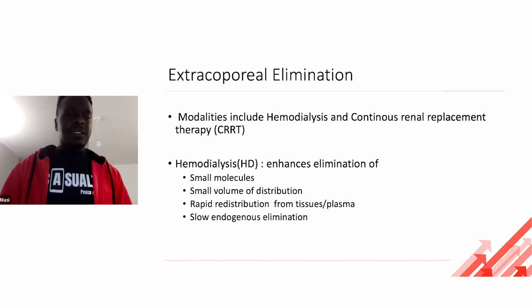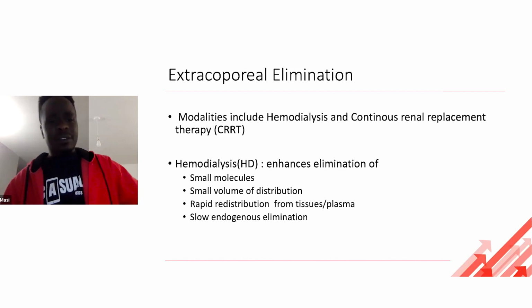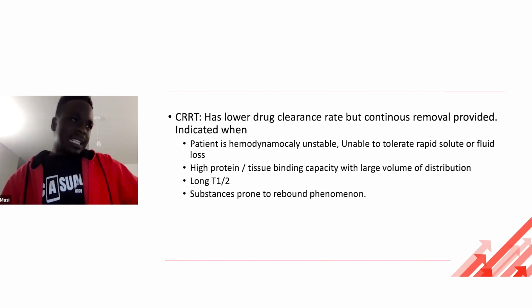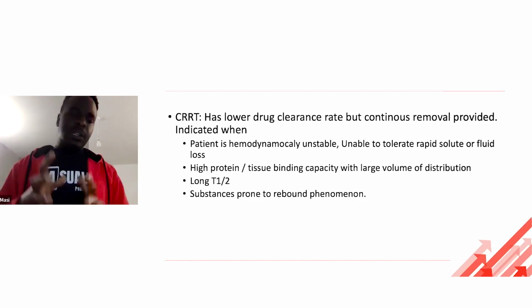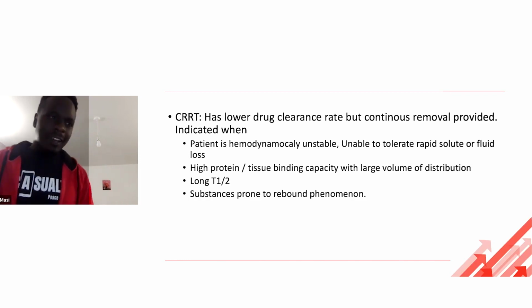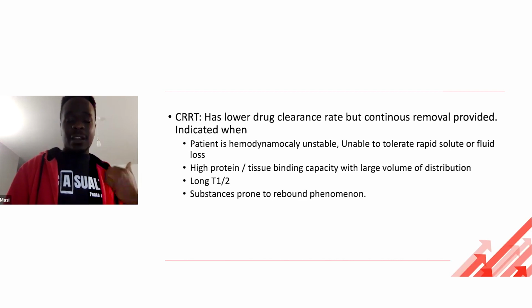Now, there are other factors of the toxin that help us determine which modality to use, but I'll not belabor the point. But of course, they're noted in the slide over here. So for example, for CRRT, for your hemodynamically unstable patient, or a toxin that has a high protein and tissue binding capacity, which means it has already distributed into the tissue, and then you need to get it out slowly, or substances with very long half-lives, and substances that are prone to rebound phenomena. Remember, for a lot of these toxins that you dialyze, there can be rebound phenomena.